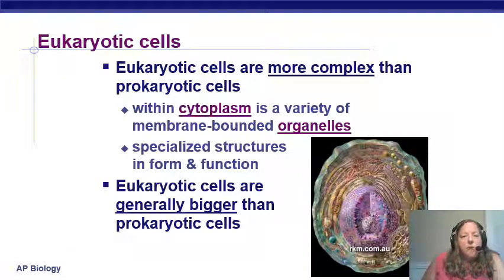So eukaryotic cells are more complex. They have cytoplasm and also organelles that are specialized in their structure and their function, and they're generally bigger than prokaryotic cells.